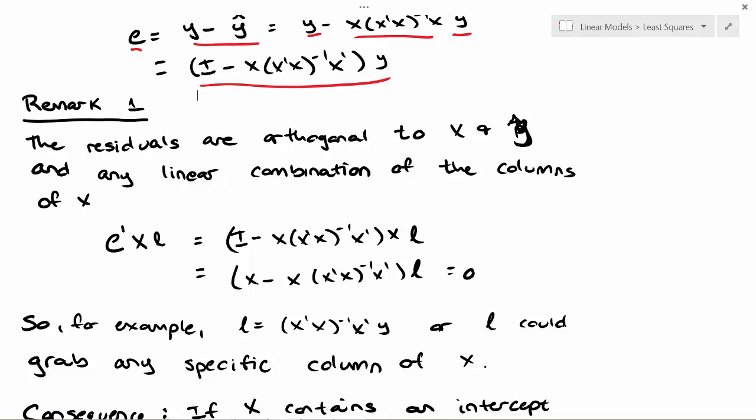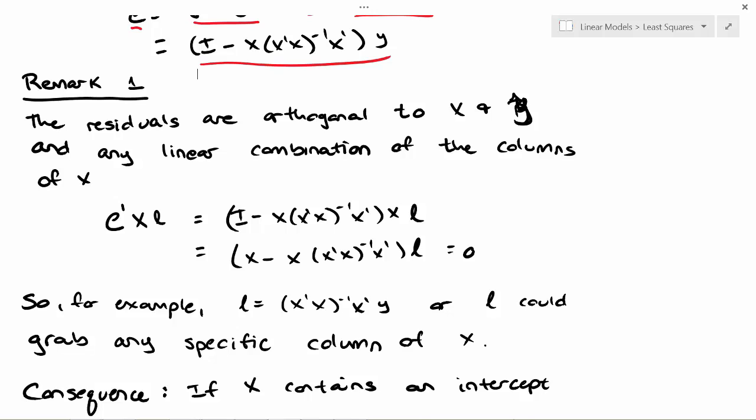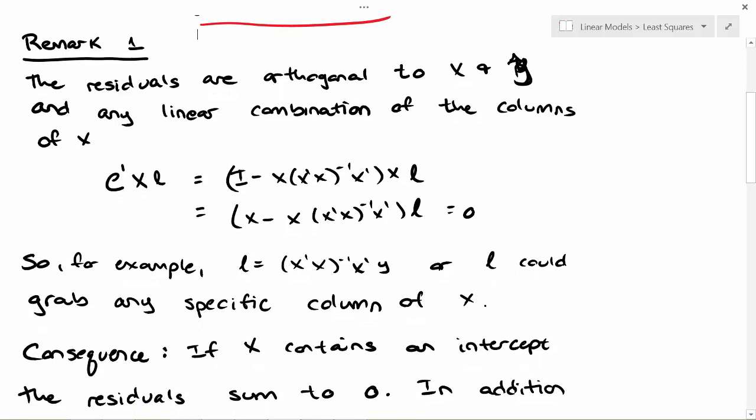The residuals are orthogonal to any linear combination of the columns of X, including X itself, any specific column of X, and y hat. Here's why, and we'll show you the intuition behind this in a minute. To be orthogonal, we would have to show that e transpose times any linear combination of the X's, X l in this case, would be 0.